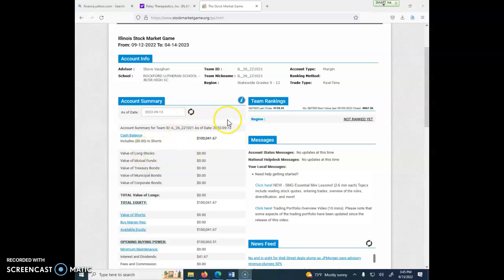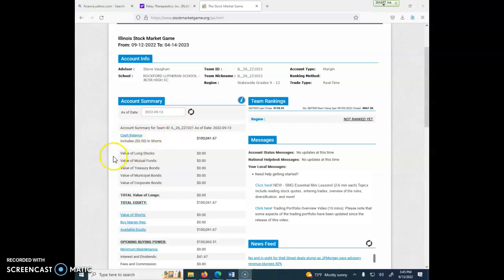My cash balance is $100,041.67. You were all given $100,000 to start this game. When you look at your portfolio, though, you're going to find that you too have a little bit more than $100,000. That's because your money has been sitting in an interest-bearing account all this time, and it's earning a little bit of interest, $41 in my case right here, on $100,000 invested in cash. That's a pretty small amount, but it is something.